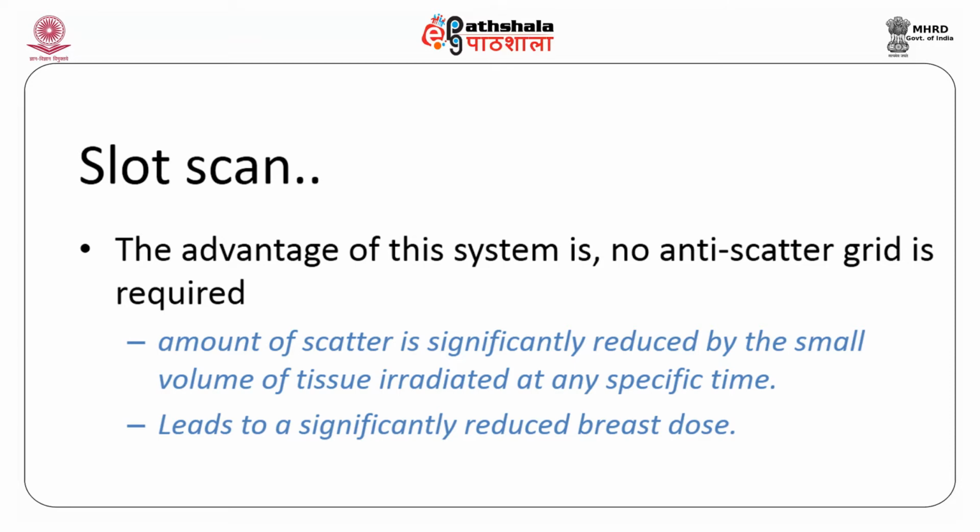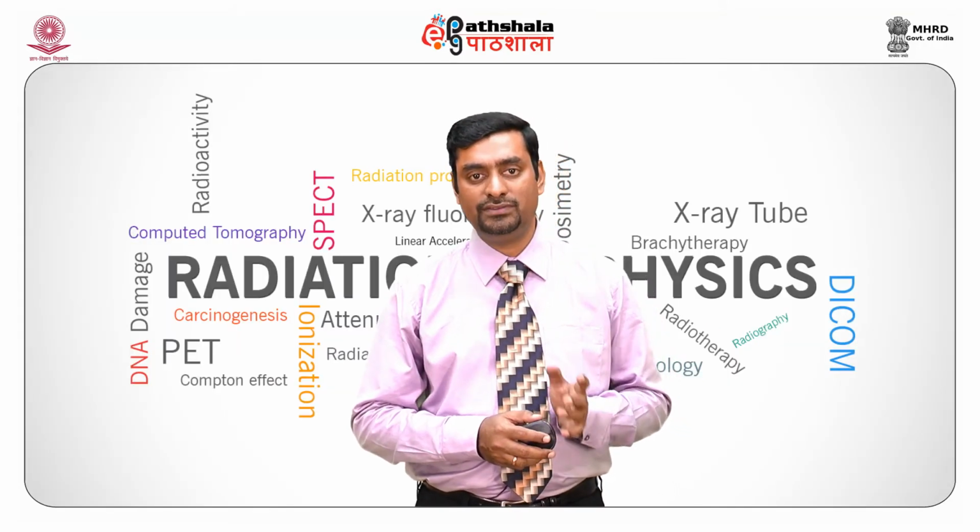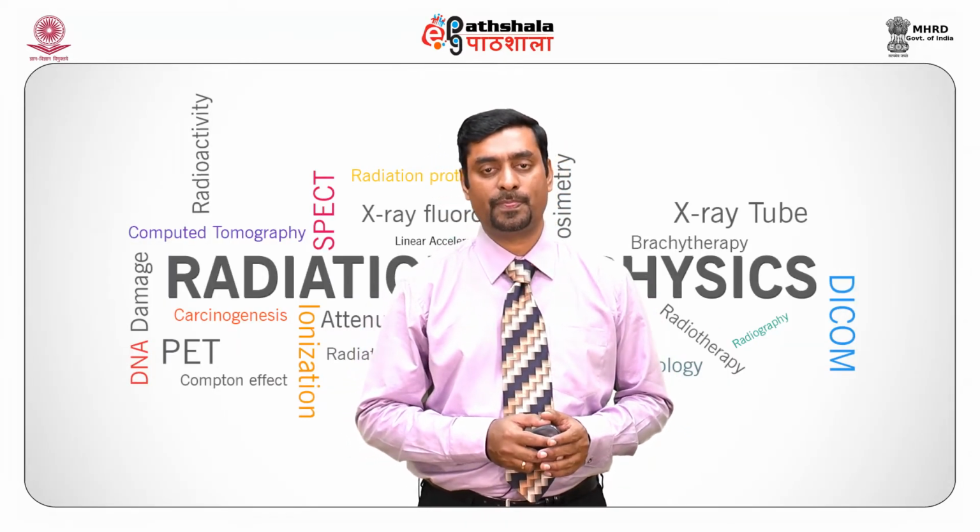The amount of scatter is significantly reduced by the small volume of tissue irradiated at a specific time, because the slit that is present in the collimation assembly as well as on the detector assembly is small, and it leads to reduced scatter. It also leads to a significantly reduced radiation dose to the breast. However, this requires high tube loading.